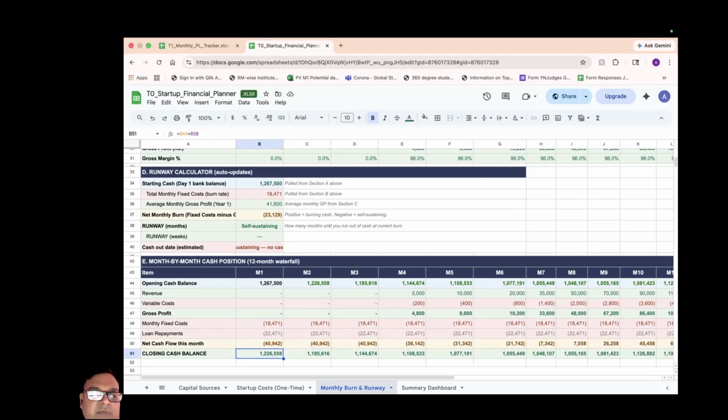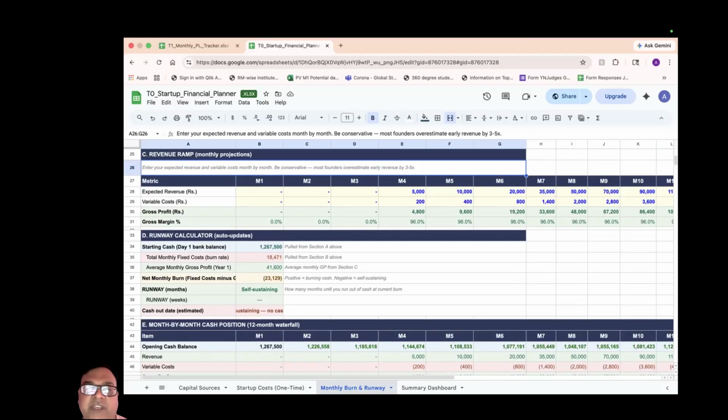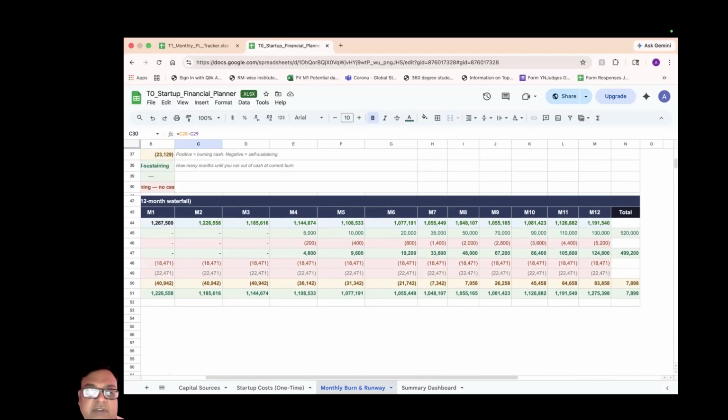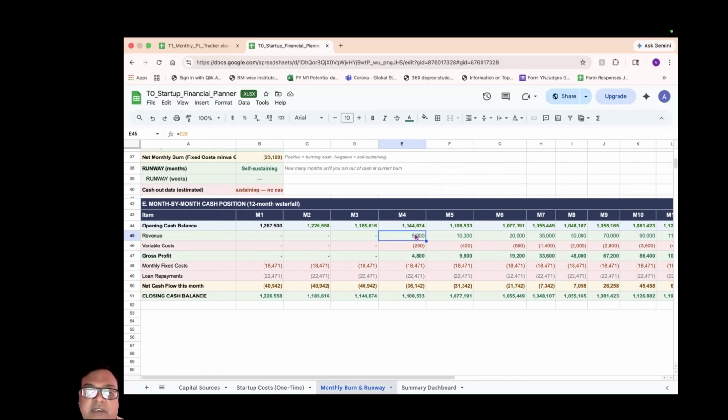So from 12,26,558, we are now left with 11,44,674. But by this time, we have developed a lot of pipeline and we are seeing a boom. First revenue, 5,000 rupees. Okay, 200. This is an assumption that we have taken from here. This is just to tell you how this works. You have to put in your actuals. And you can now see how this is moving.